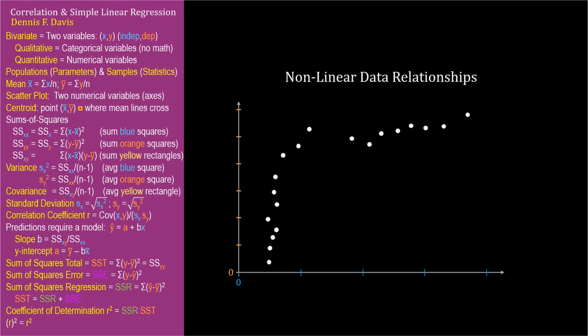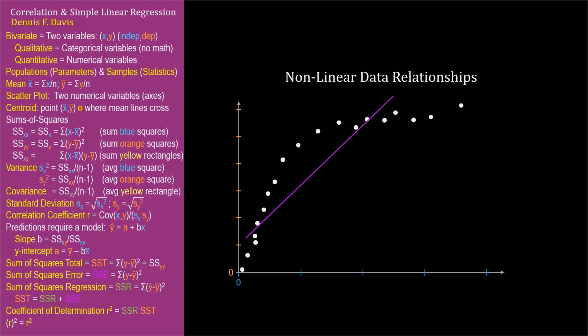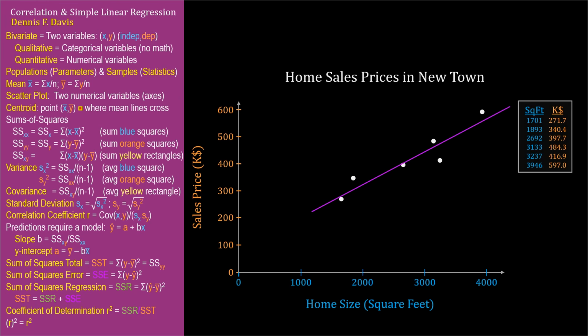Here's another example. Again, it's perfectly good data showing a real and interesting relationship between two variables, but it's not linear, so a straight line model wouldn't fit the data. This video's topics of correlation and simple linear regression apply only to data sets when there is, more or less, a straight line linear relationship, like in our home sales example.